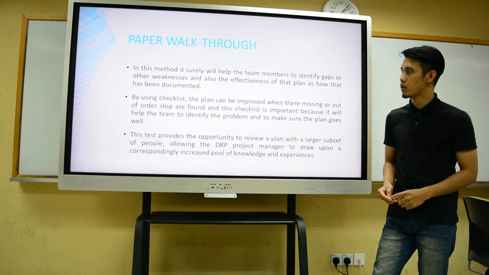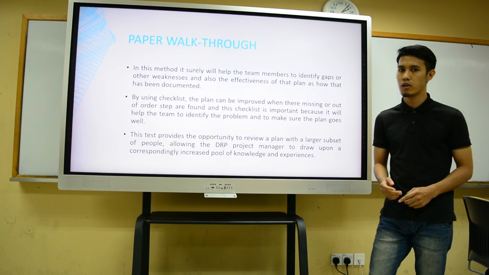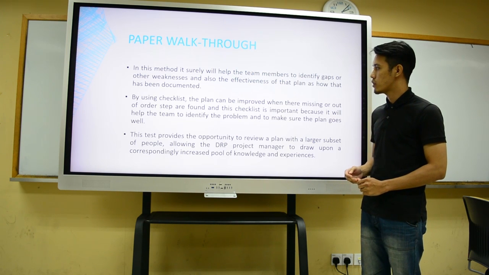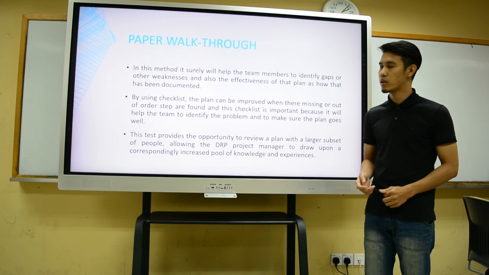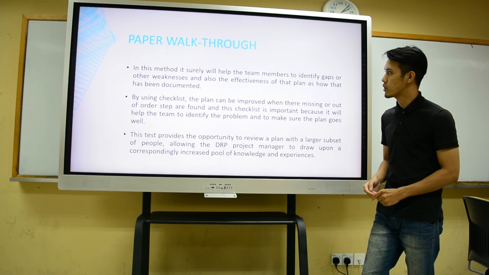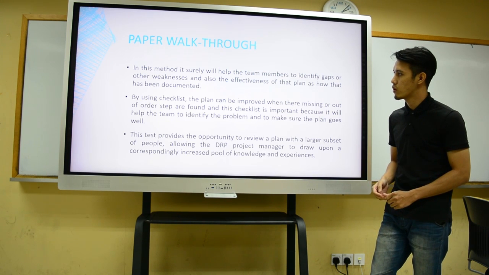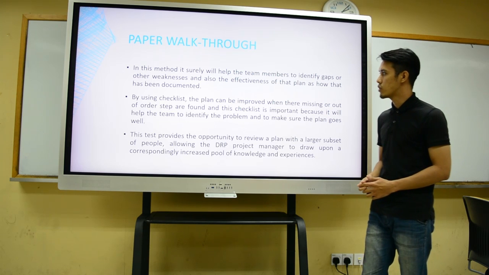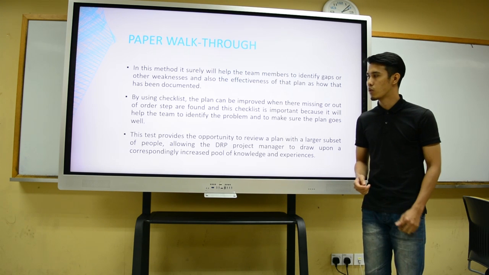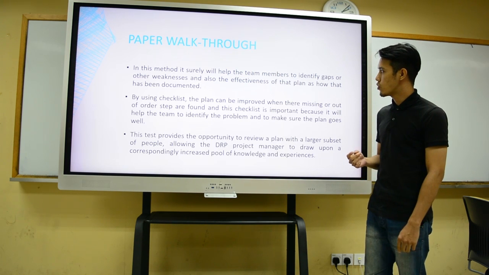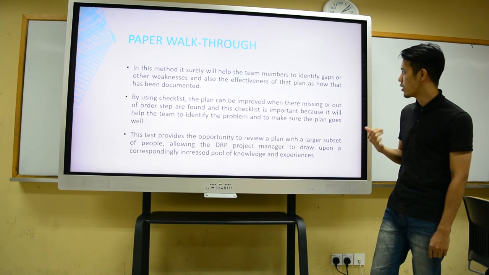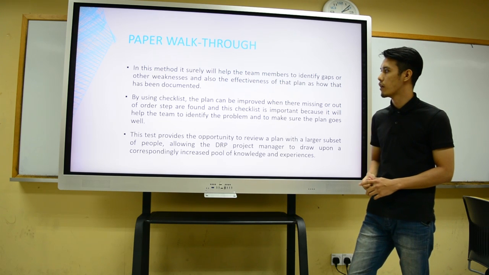Actually, we have several ways to train staff and team members to understand what to do when a disaster happens. The first one is the paper walkthrough. This method will help the team members identify gaps or other weaknesses, and also the effectiveness of the plan as it has been documented.